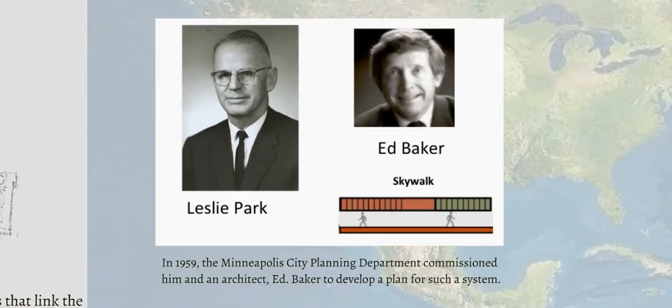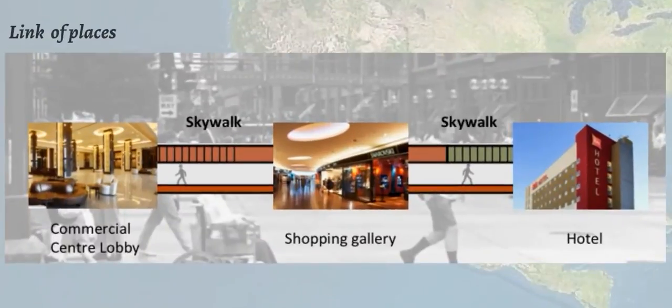In 1959, the Minneapolis City Planning Department commissioned Leslie Park and an architect, Ed Baker, to develop a plan for such a system. There are different kinds of space linked by the skywalk, for example, commercial center lobby, shopping gallery, and hotel.